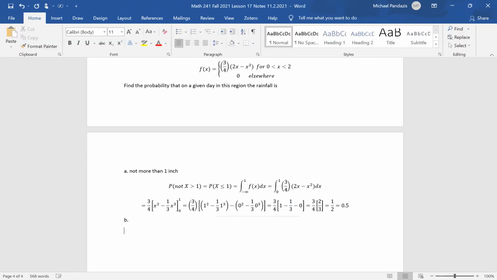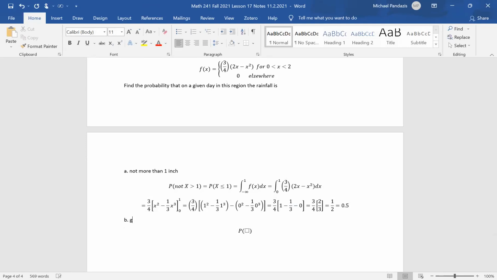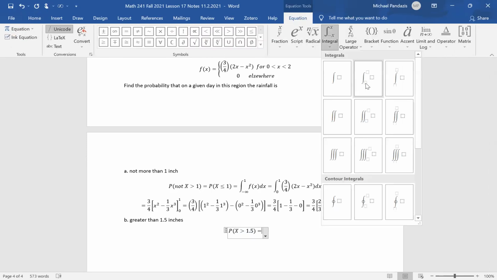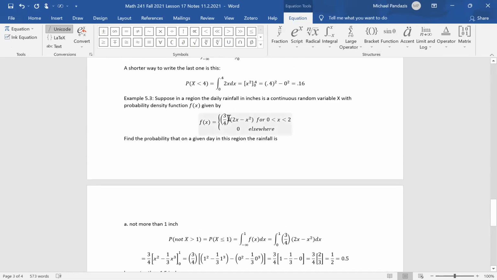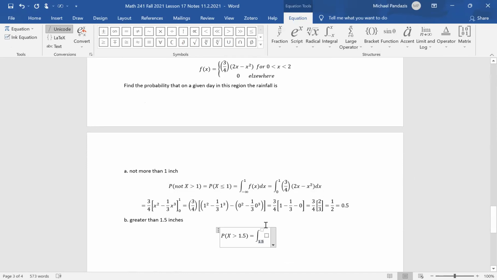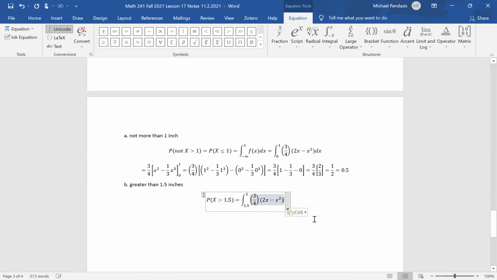So for part B, we want to find the probability that the rainfall is greater than 1.5 inches. So you want X, the amount of rainfall, to be greater than 1.5. That's equal to the integral from 1.5 to infinity, but because our PDF is only nonzero from 0 to 2, we're going to go from 1.5 to 2. The rest of it doesn't matter. That's the PDF there.